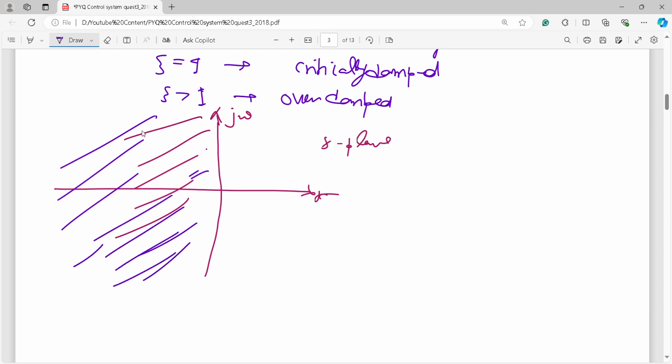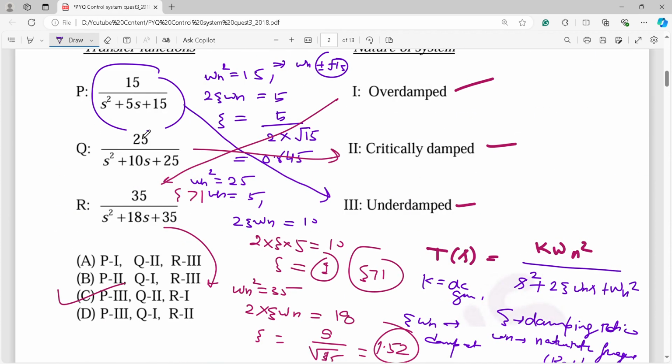In the case of a marginally stable system, repetitive poles should not be there on the j omega axis. We will discuss this also. But here you can see that for the underdamped system, the poles are complex conjugates, in the negative side. Two poles will be there. If you solve it, they have given s square plus 5s plus 15.